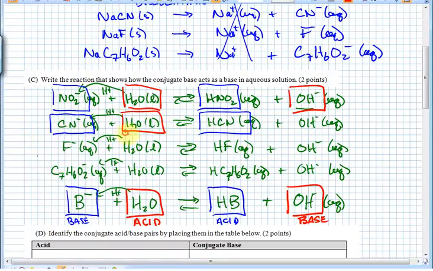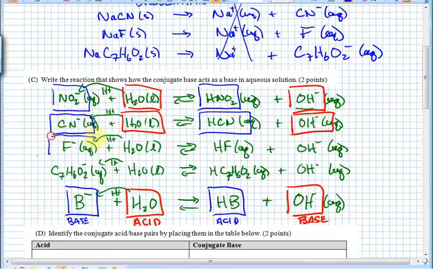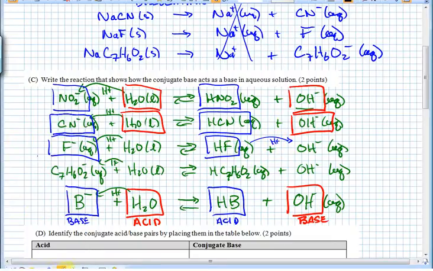Water is the acid, hydroxide is the conjugate base. Fluoride is the base, it's the hydrogen ion acceptor, and HF is the acid. From this perspective, it's the hydrogen ion donor, right? Again, different color, let's be consistent, go to red. Water is the acid, hydroxide, conjugate base. Finally, finish up the series here.